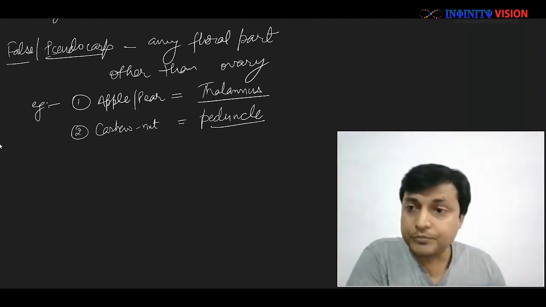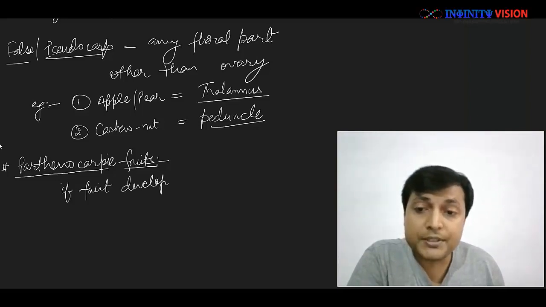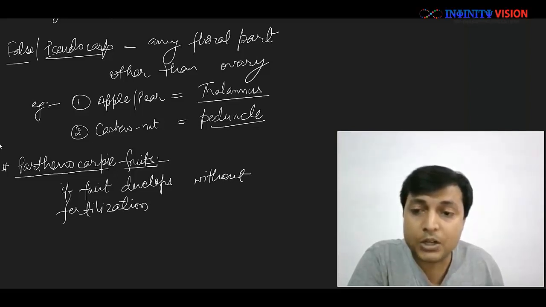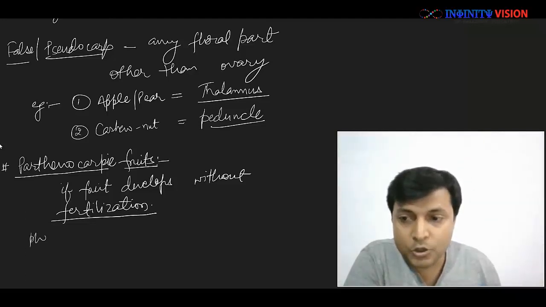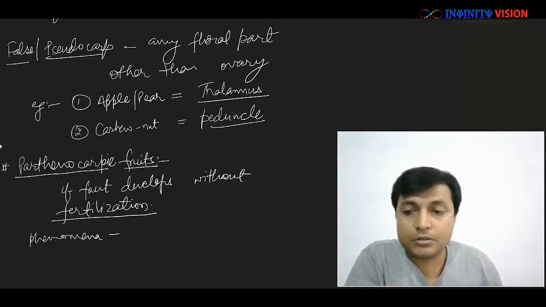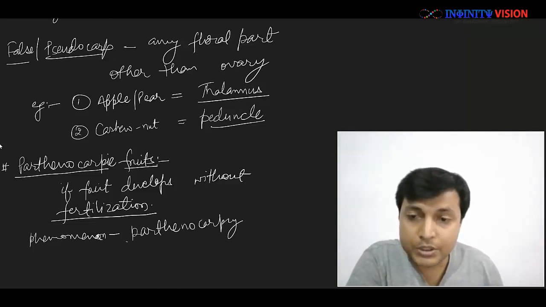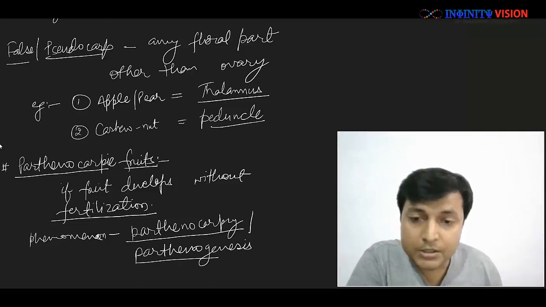So that comes to the third one. What are parthenocarpic fruits? Well, see, if fruit develops without fertilization, then we call such a fruit parthenocarpic fruit. Okay, and the phenomenon is known as parthenocarpy, or parthenogenesis. Okay, so the phenomenon is called parthenogenesis.